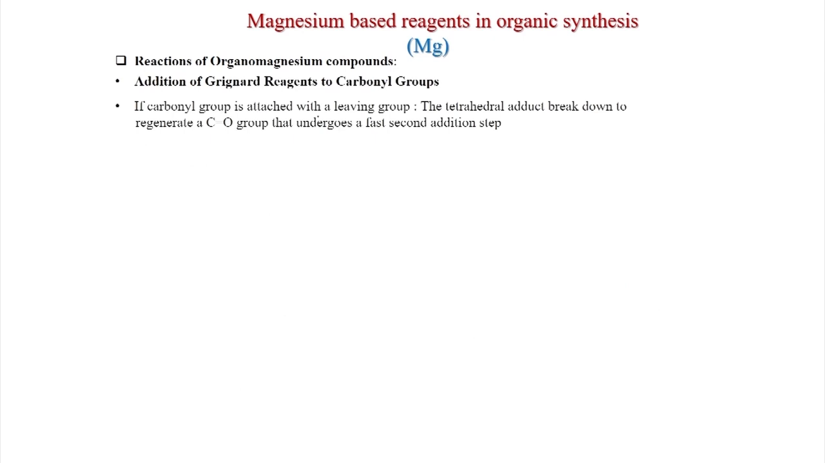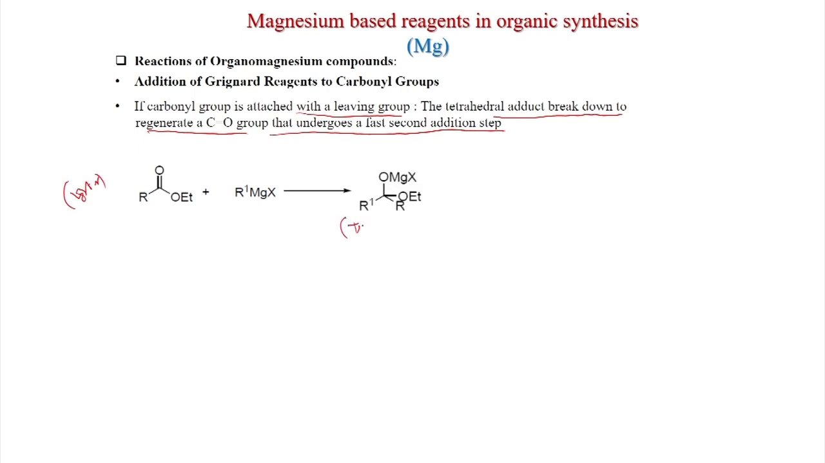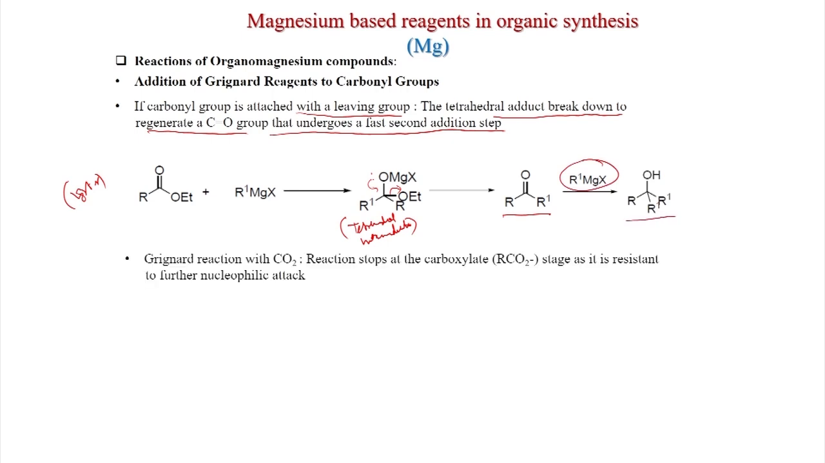If the carbonyl group is attached with a leaving group, the tetrahedral adduct breaks down to generate a C=O group that undergoes a second addition step. So, here the Grignard reagent will add, and this is the tetrahedral intermediate. After this tetrahedral intermediate, it can collapse to a carbonyl compound. This ethoxy group will eliminate here, and you get this carbonyl. And this carbonyl group, which is generated, can react further with one more equivalent of Grignard to generate the tertiary alcohol. Grignard reaction with carbon dioxide.